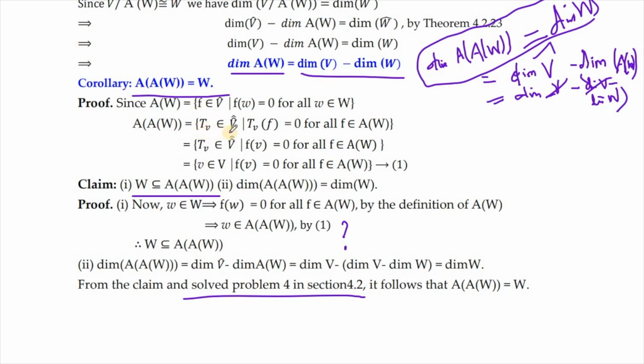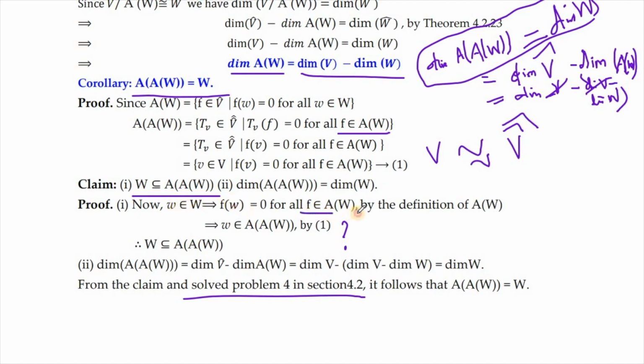So already we know that TV is the collection of all linear functionals T suffix V belonging to V double cap such that TV of f is equal to 0 for all f in A of W. And this is the same as f of V is equal to 0 for all f in A of W. But we have already established that there is a relation between V and V double cap, namely V is isomorphic to V double cap. So you can regard the elements which are actually like this as this element V, and all these remain the same, right?